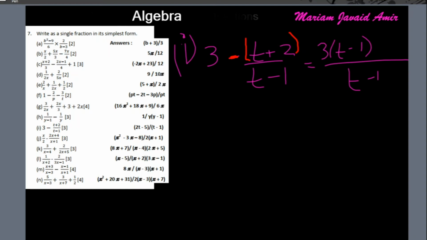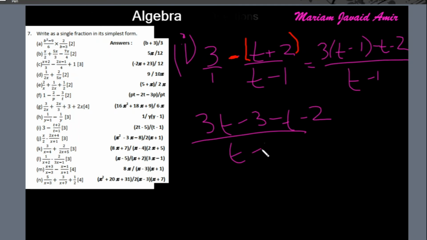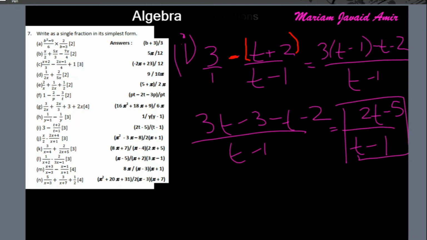So now this was over 1, so LCM is t minus 1, 3 times t minus 1 minus t minus 2. It's very important. 3t minus 3 minus t minus 2 over t minus 1. So this becomes 2t minus 5 over t minus 1. Answer for part I.